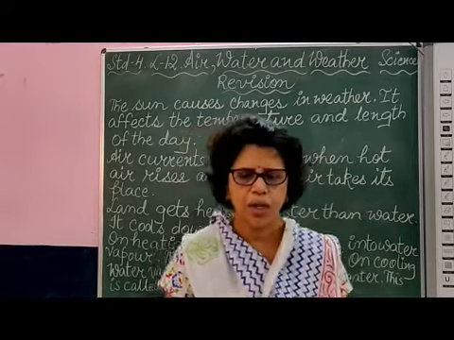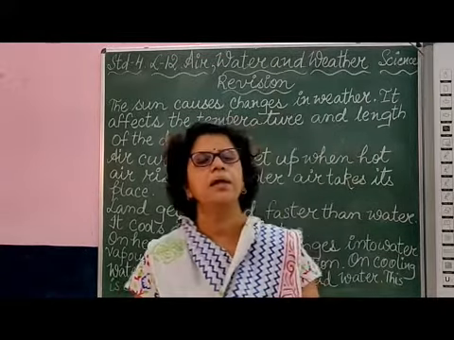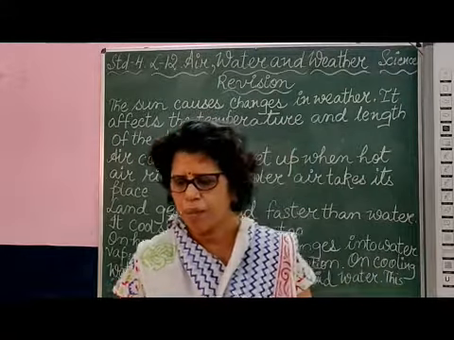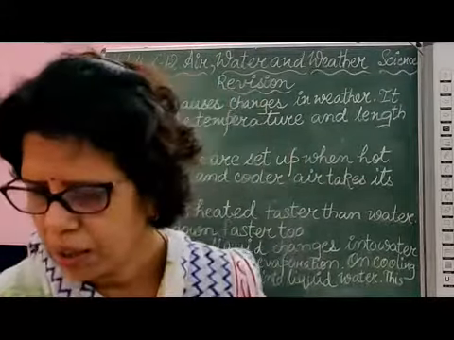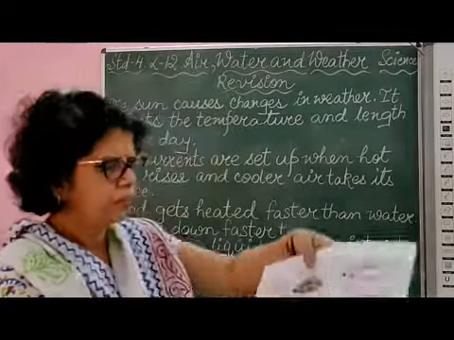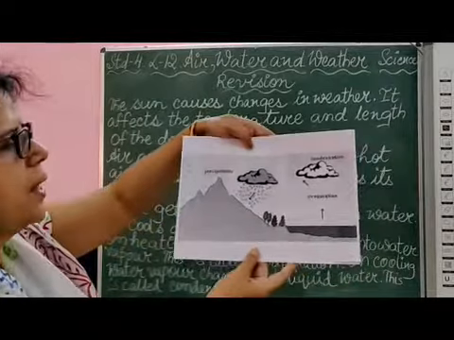And it actually rises and forms cloud, condenses into cloud and then comes down as water. It comes down as rain, as you know. This is called the water cycle.